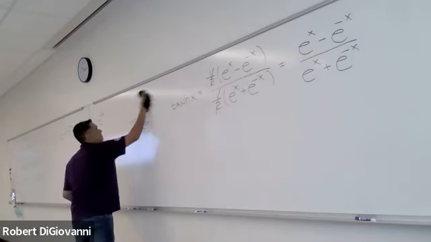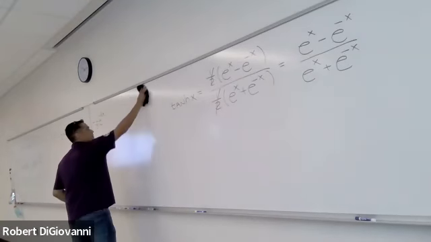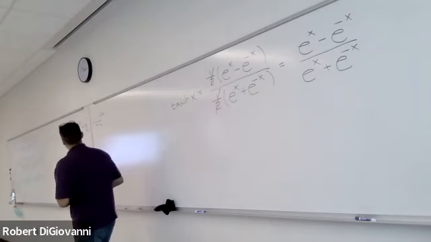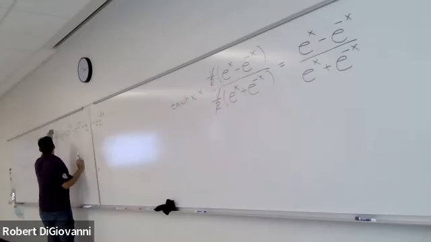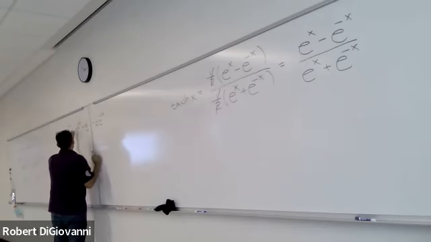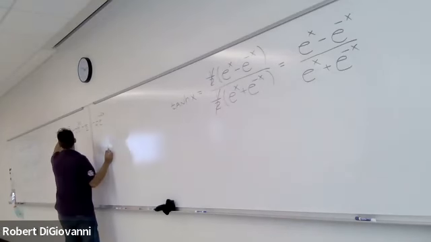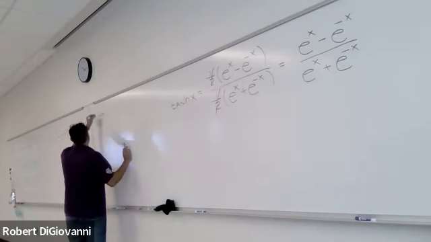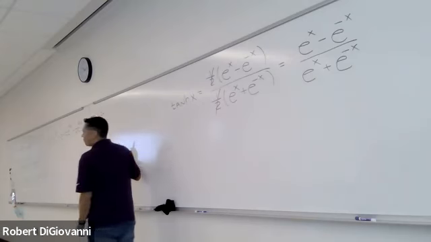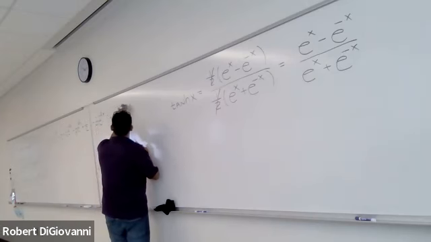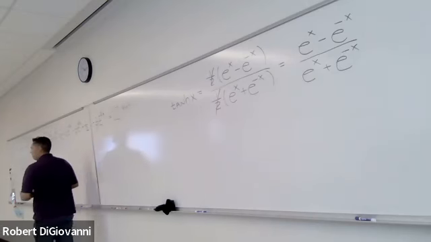Who sees what happens now? Everything cancels except the halves, right? This term and this term are exactly the same, but one's positive, one's negative. And this one right here, 1/4 e to the negative 2x minus 1/4 e to the negative 2x cancels. You get 1/2 plus 1/2, and 1/2 plus 1/2 is 1. And that is the right-hand side. And we have verified the identity.